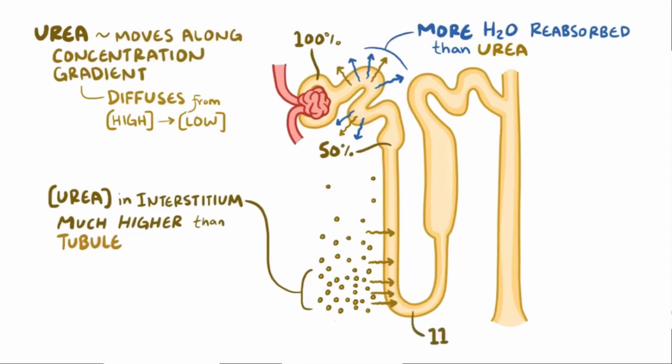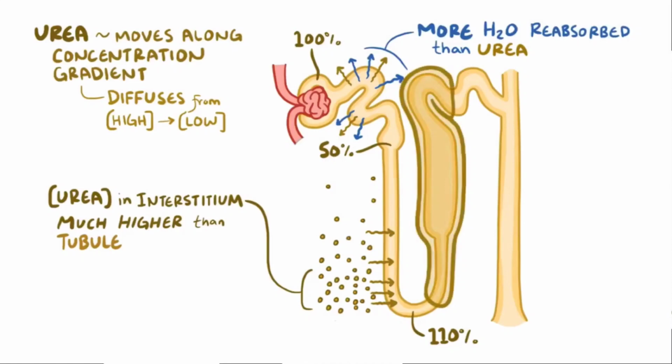Specifically, there's about 110% of the filtered load of urea. Next is the thick ascending limb of the loop of Henle, as well as the early distal convoluted tubule. But these are both totally impermeable to urea, so no urea reabsorption or secretion goes on here. These segments are also impermeable to water, so the urea concentration coming out of these is going to stay the same, and they're still 110% of the filtered load.